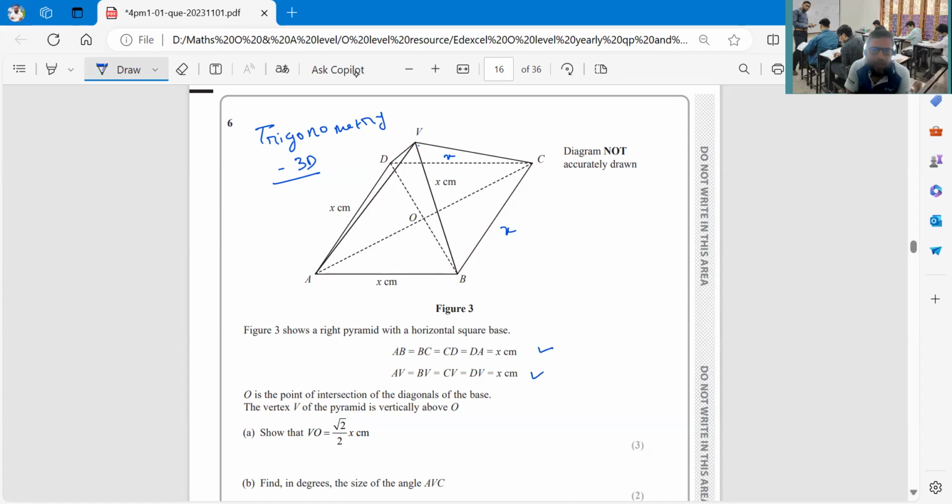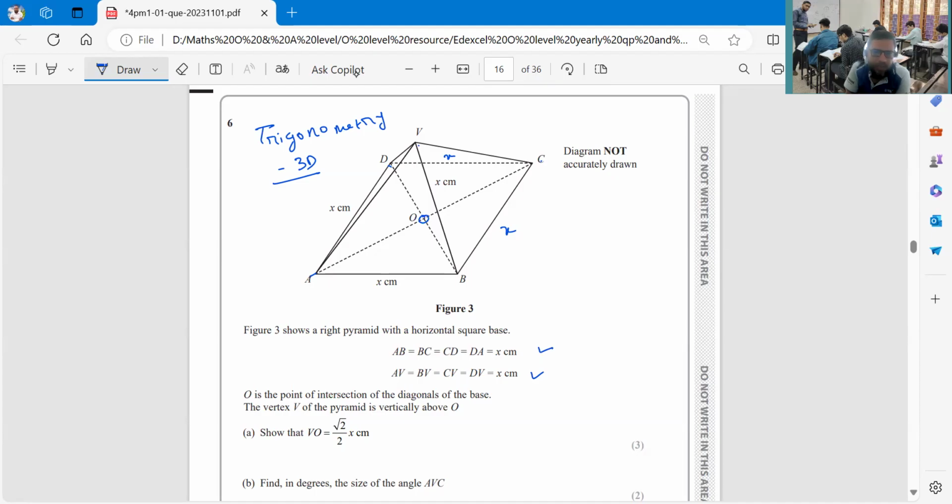And now O is the point of intersection of the diagonals of the base. So look at the diagonals. This is the diagonal AC and this is the diagonal BD. Diagonal means you have to join the corner points. And these two diagonals intersect at the point O. This is the point O.